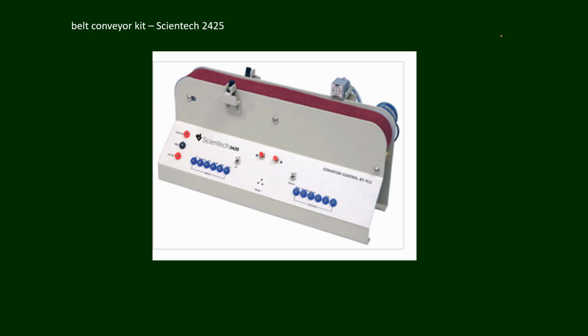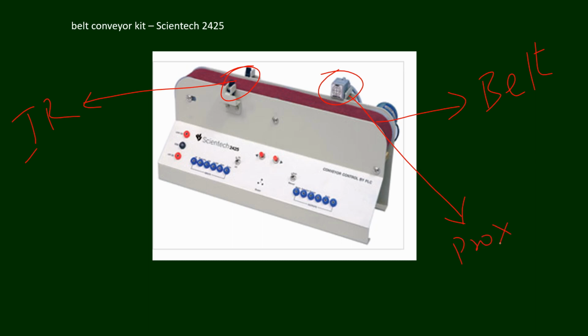See, the belt conveyor kit we are using in this experiment is Syntec 2425. You see here, this is a conveyor belt, and there are two sensors. This is the IR sensor, and this one is the proximity sensor. And how do we give the connections from the PLC? All the points are given here, and we have to give power to this system. For the power and also for the earth, there are some plug points, so we can use these plug points to give the power.